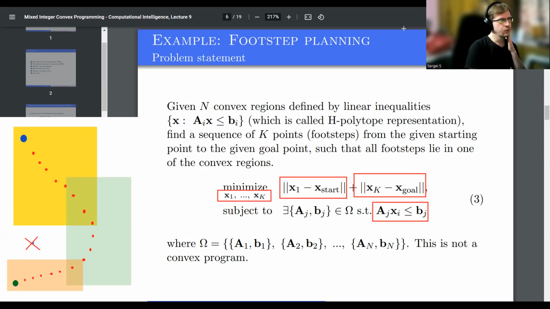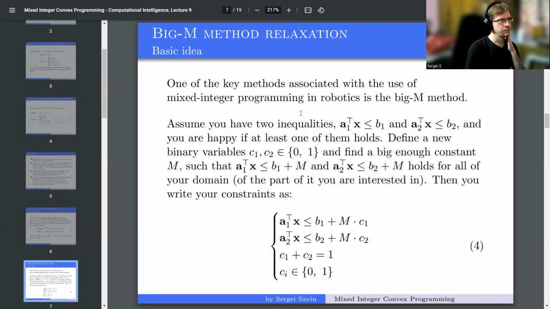Right, so what do we do? How do we do it? This is where mixed integer comes in. Let me show you how it's done. One of the key methods associated with the use of mixed integer programming in robotics is the big M method. Big M stands for using a big constant named M. This is one of those methods where the name is just great, and it is also very silly. So it's a really good name, very silly too. So hopefully you will remember it.